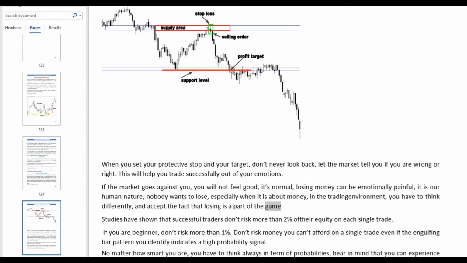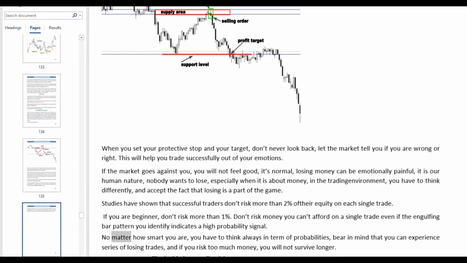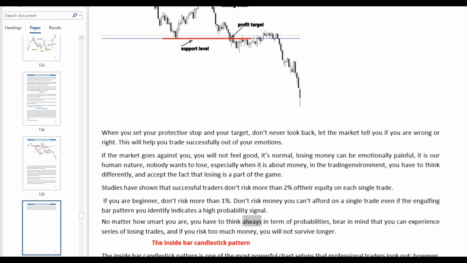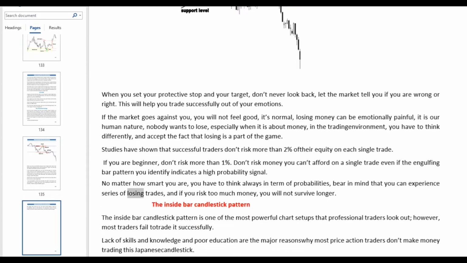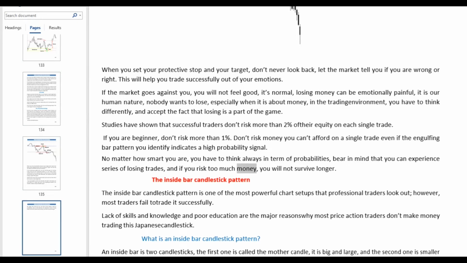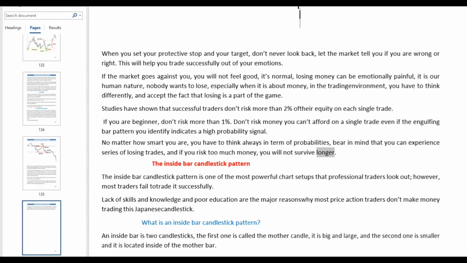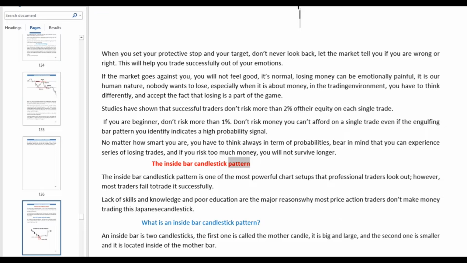Studies have shown that successful traders don't risk more than 2% of their equity on each single trade. If you are a beginner, don't risk more than 1%. Don't risk money you can't afford on a single trade, even if the engulfing bar pattern you identify indicates a high probability signal. No matter how smart you are, you have to think always in terms of probabilities. Bear in mind that you can experience series of losing trades, and if you risk too much money, you will not survive longer.